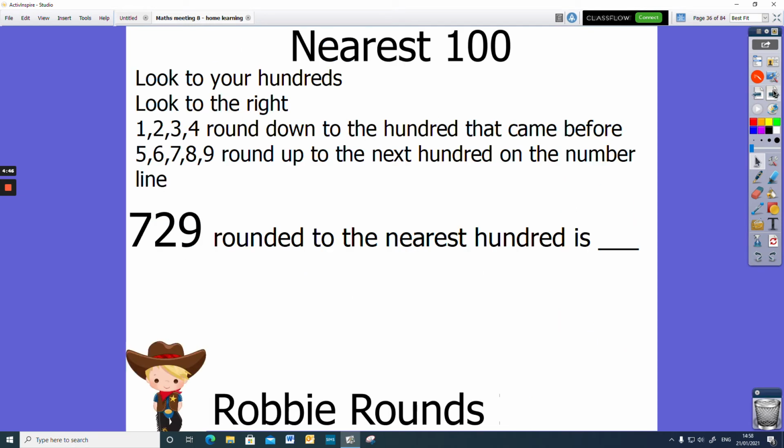Okay. Nearest 100 now, round to the nearest 100. I want you to sing nice and loud with me, please. Look to your hundreds. Look to the right. 1, 2, 3, 4, round down to the 100 that came before. 5, 6, 7, 8, 9, round up to the next 100 on the number line. I hope you were singing nice and loud at home.